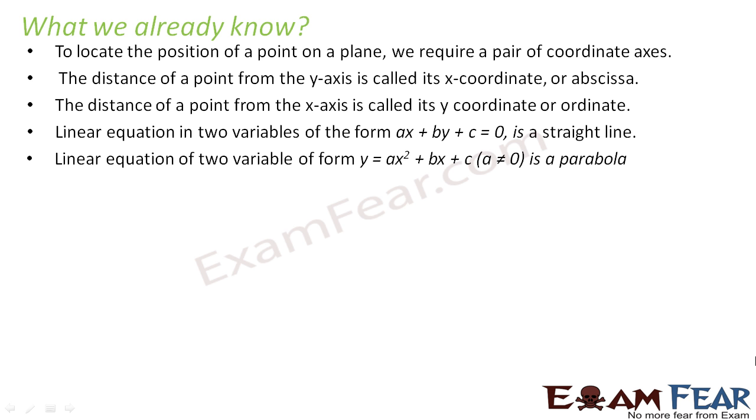Let me repeat once again. A linear equation of two variables of the form ax plus by gives a straight line, and if this is of the form ax square, this gives a parabola. I'm sorry, this is quadratic actually. If you see, the maximum power is 2. A quadratic equation of two variables of the form ax square plus bx plus c is a parabola. All these things we know.